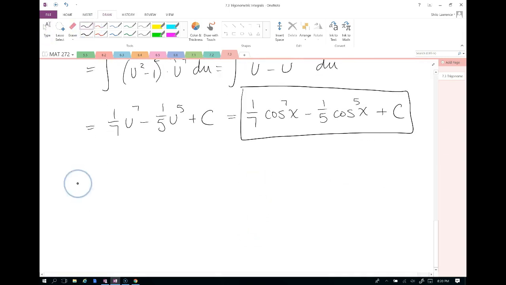So let's look at another one. What if we were asked to integrate sine to the 5th, and I'm actually going to change this around, sine to the 4th times cosine to the 5th.